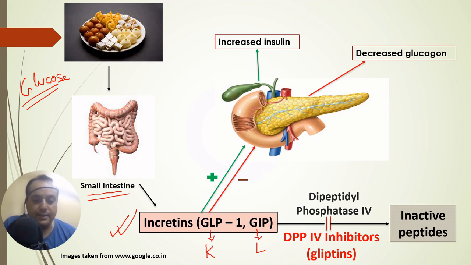Now these incretins are going to activate the beta cells of the pancreas and inhibit the alpha cells. Due to the stimulation of the beta cells, there will be increased insulin secretion, and due to the inhibition of the alpha cells, there will be decreased glucagon. Now the increased insulin and decreased glucagon together, the final result will be a decrease in the blood glucose level.